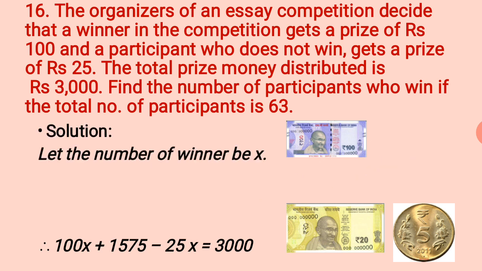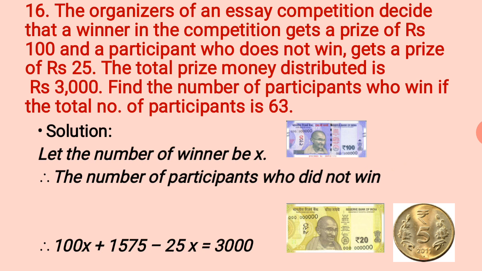Let's start with the solution. Let the number of winners be x. Participants who do not win are 63 minus x in total. Now we have both the numbers. Each winner is getting 100 rupees. x number of winners are there. So the total amount distributed will be 100x. And each participant who does not win gets 25 rupees. The total number of participants who do not win is 63 minus x. So the total amount to be distributed will be 25 multiplied by 63 minus x.